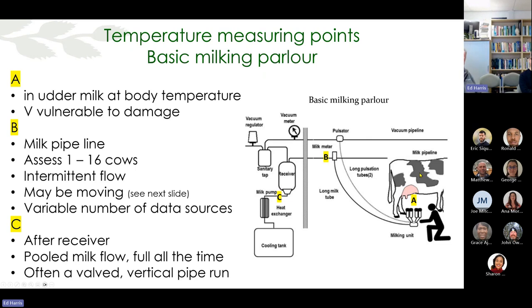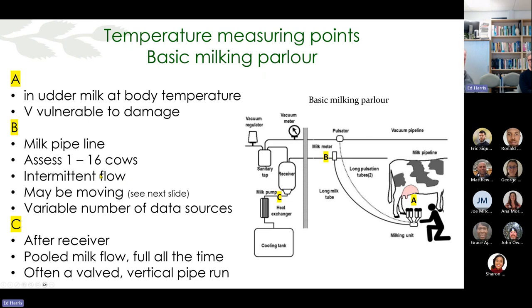It gets blasted with high pressure water. It gets doused in fairly corrosive chemicals from time to time. And it gets kicked and hit by the operator when it won't work. So, looking at measuring it a bit further away from the cow, at point B.